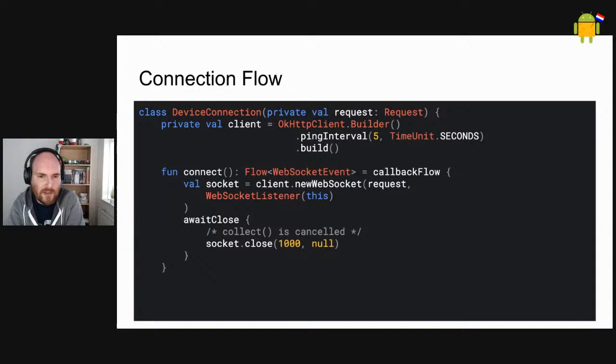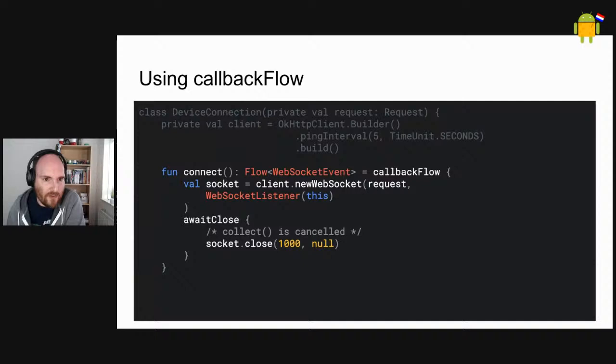And then we set up that connection using a callbackFlow, like Stefan also mentioned. So in callbackFlow, all you do is you set up your new socket. I set up a WebSocket listener. In that WebSocket listener, I pass in the producer scope. That's kind of convenient. And then, like Stefan also mentioned, awaitClose is very important. You need to have this here, otherwise your flow will just end without doing anything. And usually you also need to clean up some stuff. So in this case, I'm closing the socket if the collection of this flow gets canceled.